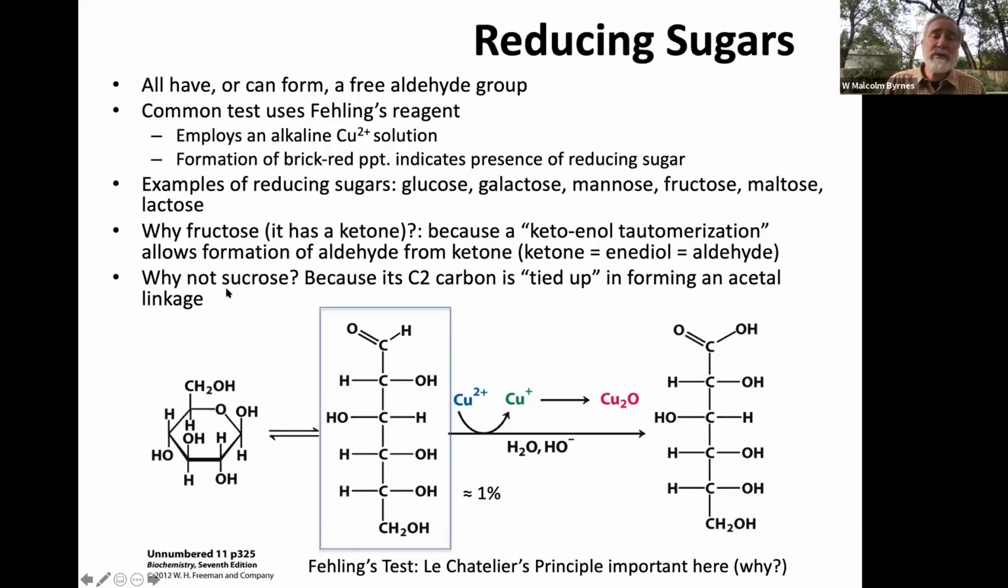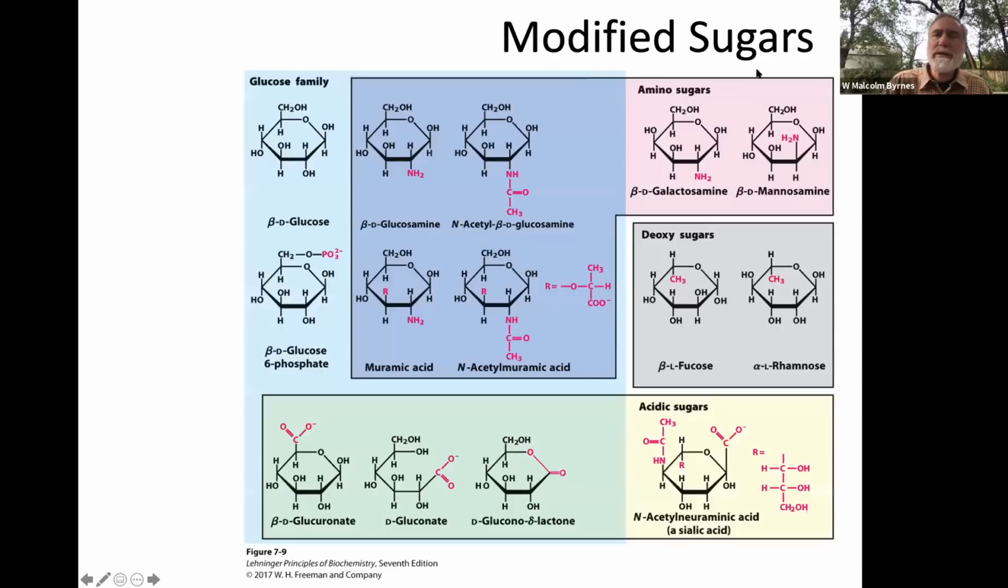Now, why not sucrose? Why is sucrose not a reducing sugar? And the answer is because its C2 carbon is tied up in forming an acetal linkage, and so is not free to form a free aldehyde. We're going to take a look at that in just a minute when we look at the disaccharides.